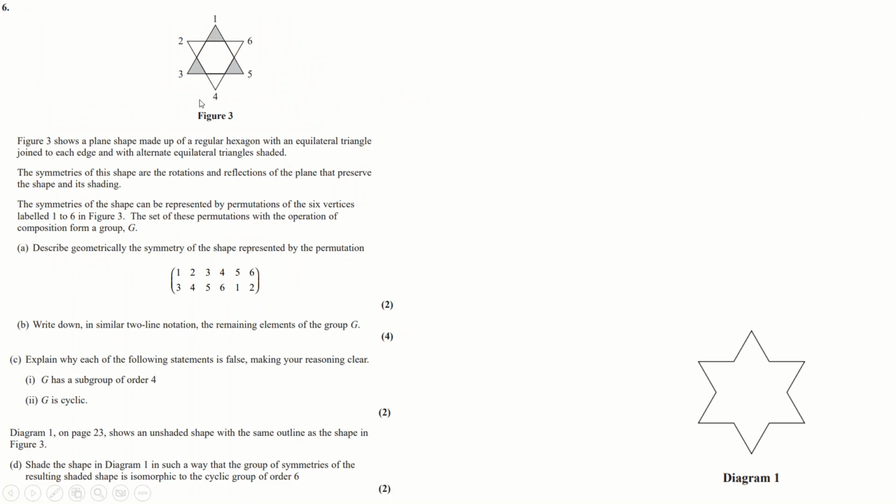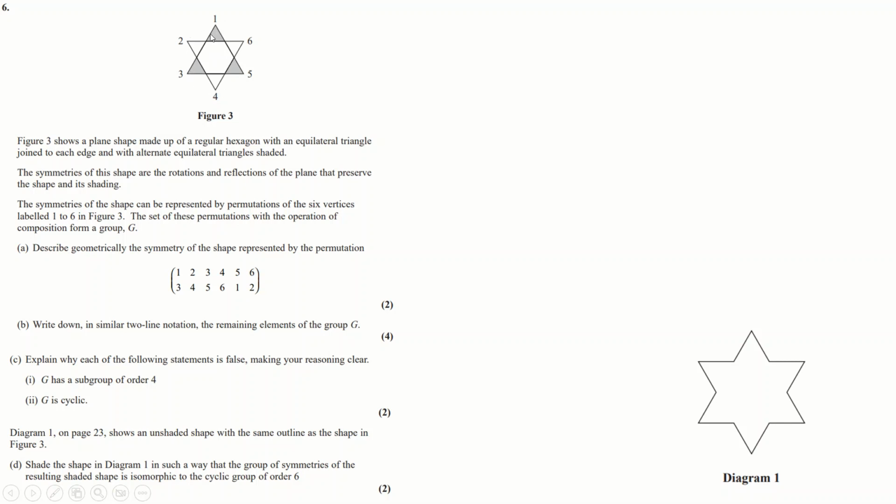Question number 6, so we have the shape here, and we've got some stuff we can do to it to transform it and to do these permutations and stuff. So this represents 1 going to 3. So 1 becomes 3, 2 becomes 4, 3 becomes 5, 4 becomes 6, and so on. Well, that's just a rotation this way, right? You're just rotating the shape around.